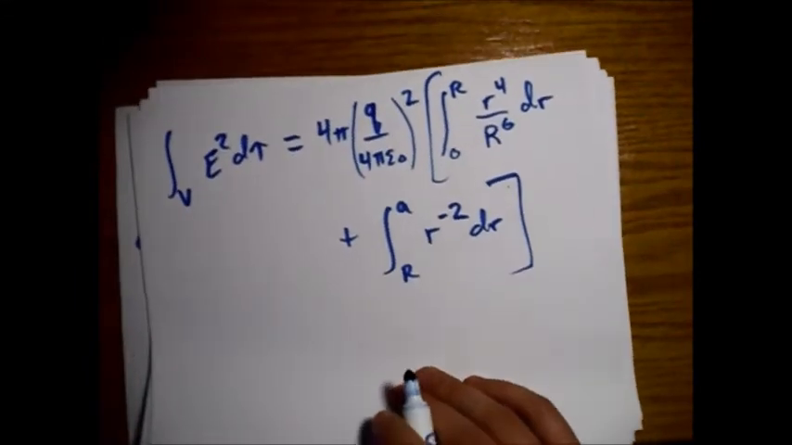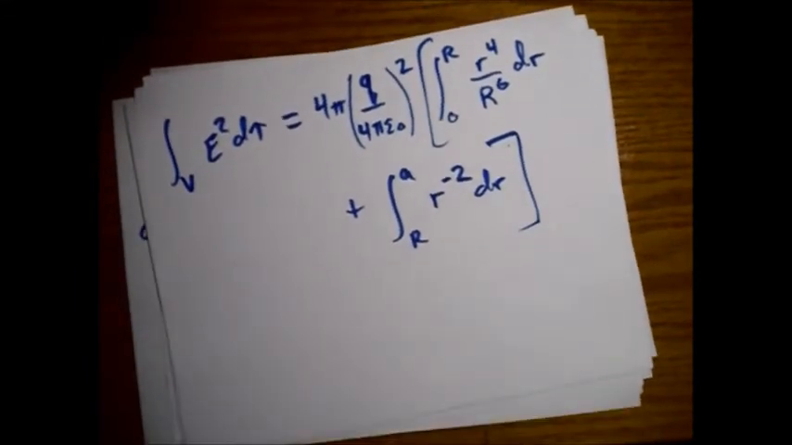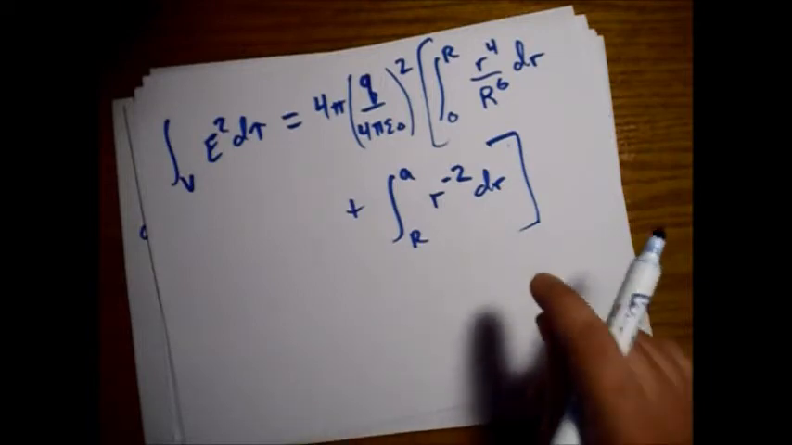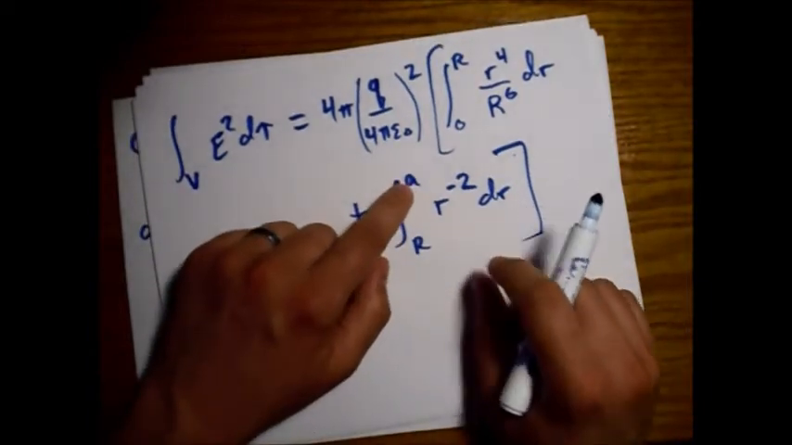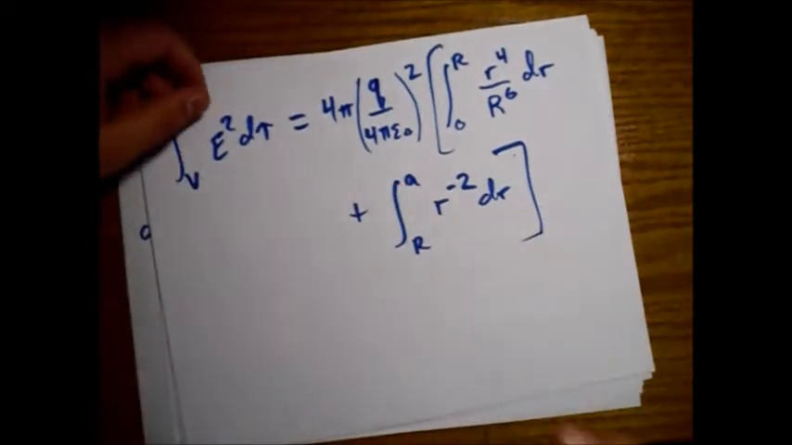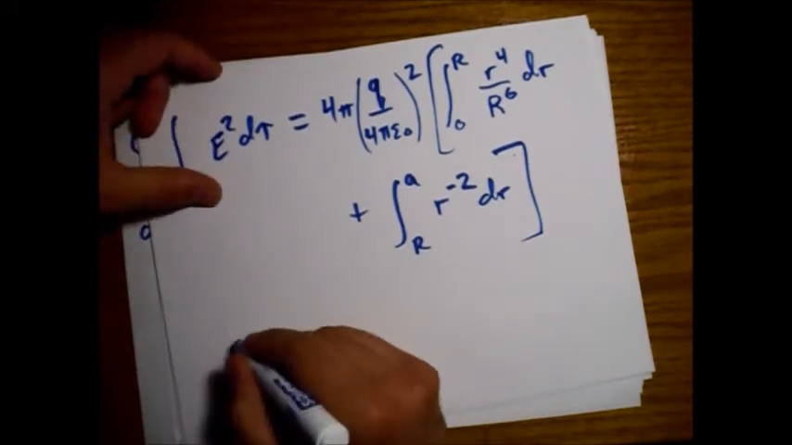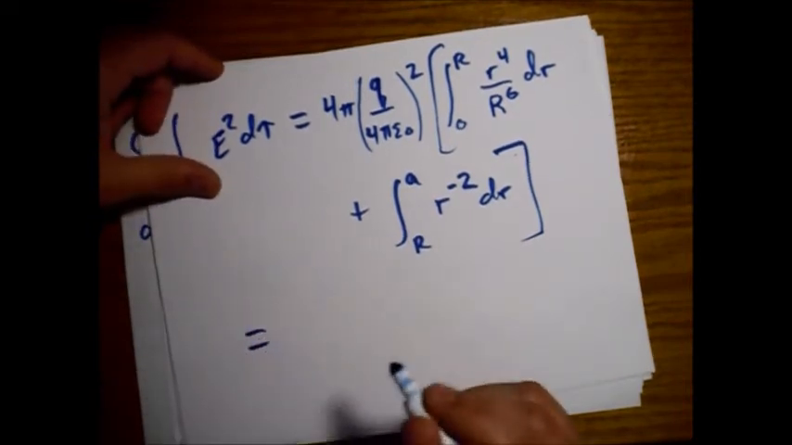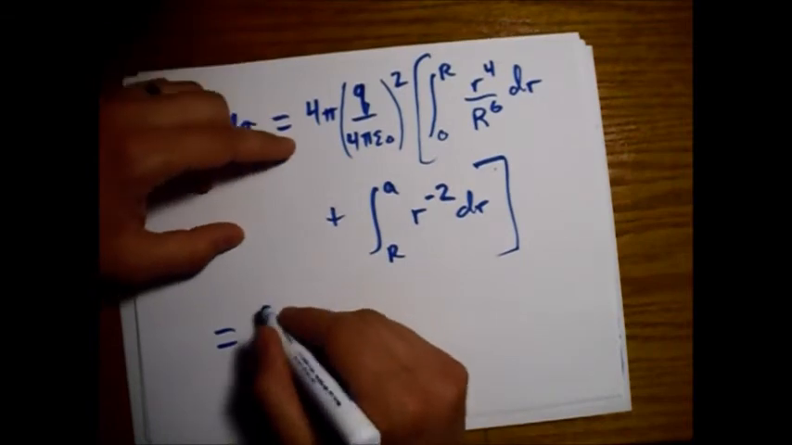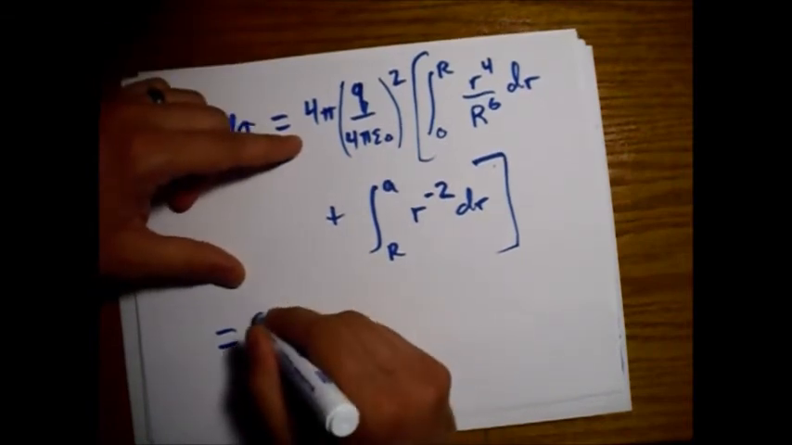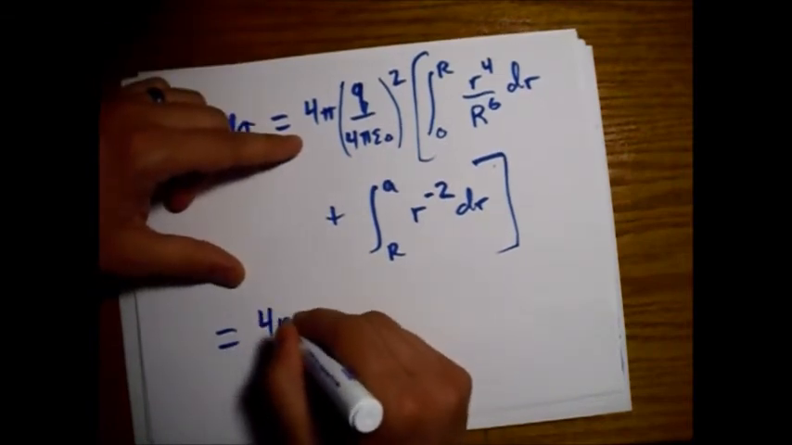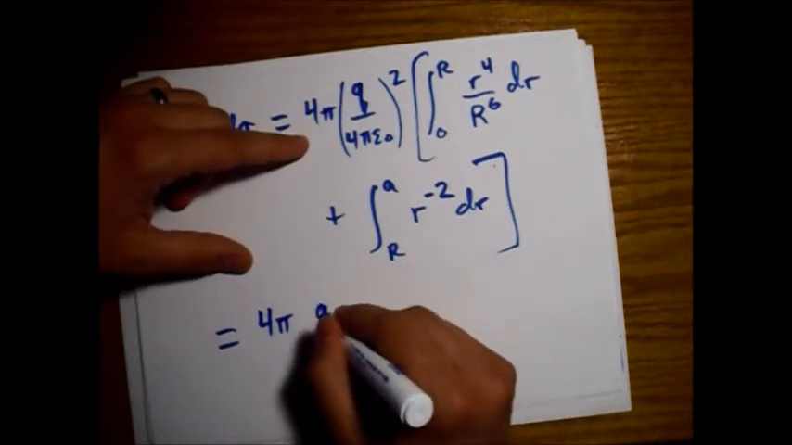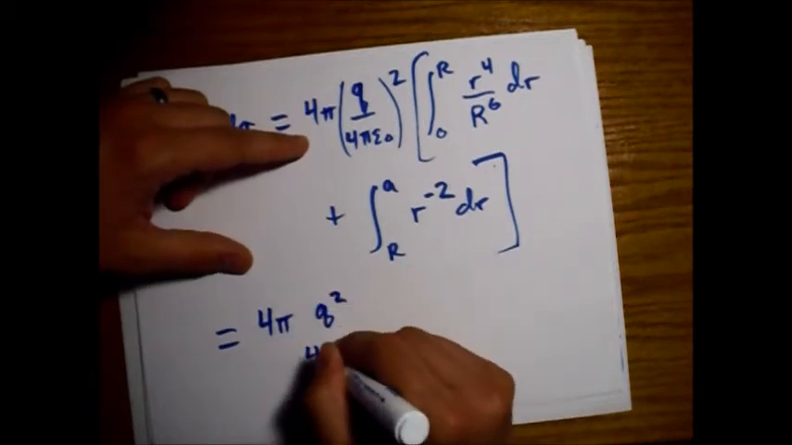It's a very similar situation to what we did before, except this time we don't have infinity right here, right? So let's see if we can do this. I'm lazy, I'm just going to leave this 4 pi epsilon naught.